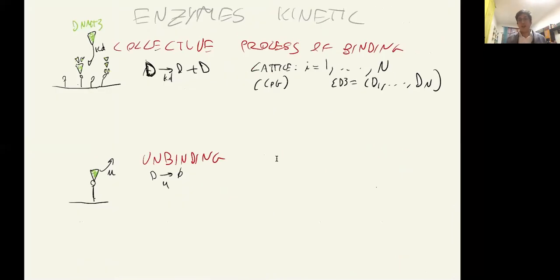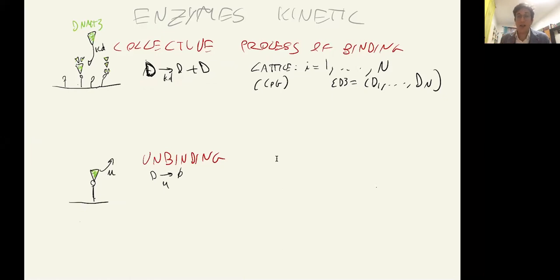Well, we can imagine that there are some DNMT3 bound on the DNA, and they basically call other enzymes to bind to the DNA and then to methylate. This process, for each of the sites on the DNA, will be just D goes into D plus D. So it means that if you had, for example, in this case, 3 enzymes, then they will probably call other enzymes to bind to them on the DNA. And the rate of this process, we call it kD.